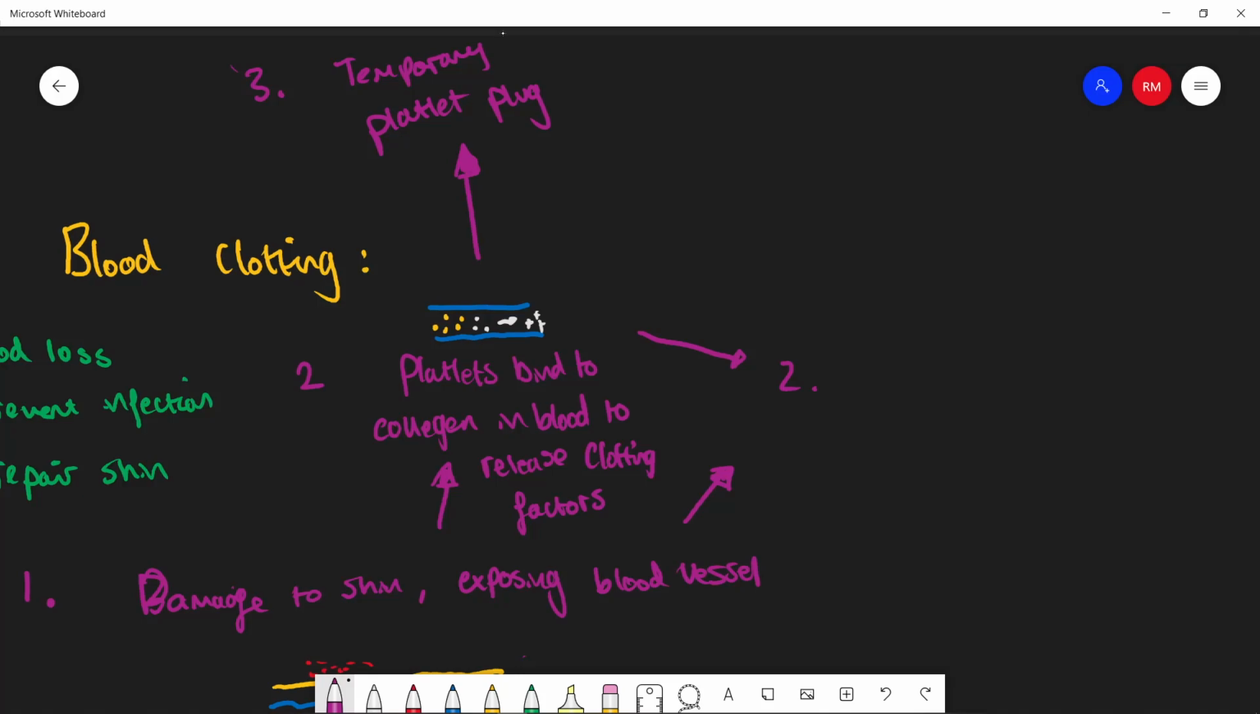And activate the thrombinase enzyme, and this will react with calcium and also prothrombin in the blood to activate another enzyme that's going to help create some fibrin.